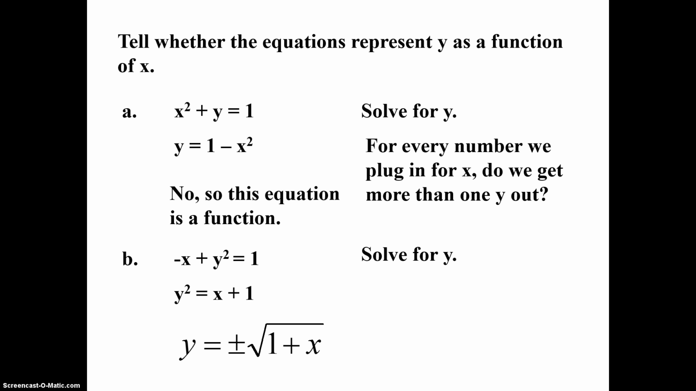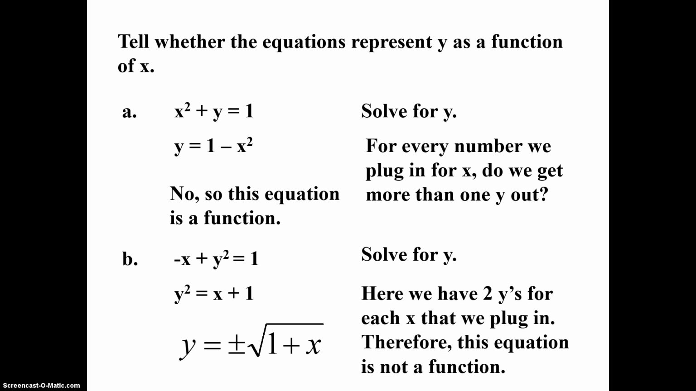Now remember, the definition of a function is that for every x, there is exactly one y value. And in this case, we don't have only one y value. We actually have two y values. We have one that's a positive value for y and one that's a negative value for y. So again, here in this case, we have two y's for each x that we plug in. Therefore, this equation right here does not represent a function. So b is not a function. So please keep that in mind.